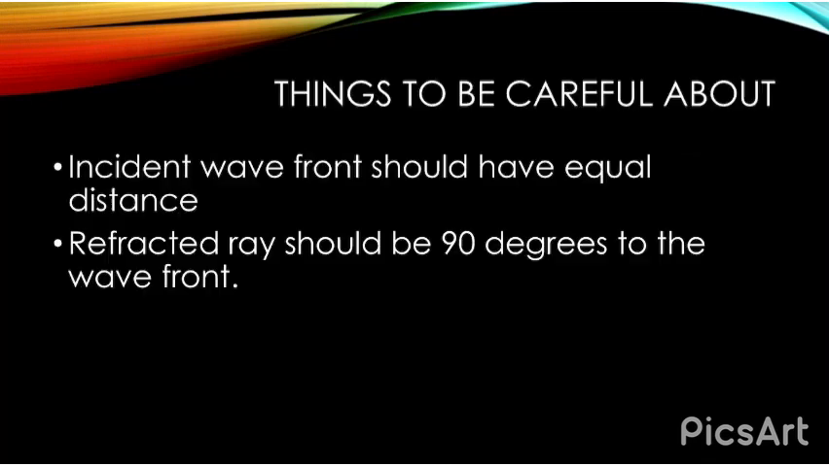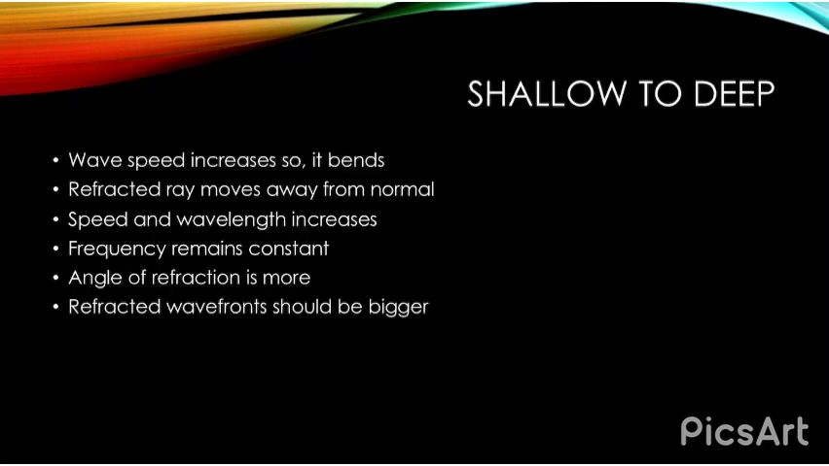refracted ray. So things to be careful about: the incident wave front should have equal distance. The refracted ray should be 90 degrees to the wave front. So if, for example, you're drawing a diagram for a refracted ray, and it's going from shallow to deep water, the wave speed will increase as it goes into deep water, and that's why it will bend as it moves. The refracted ray will move away from the normal. We'll see how it looks.